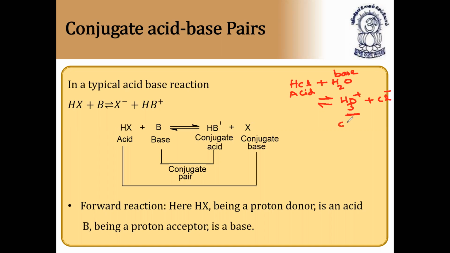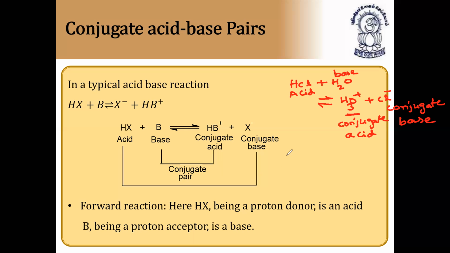When these two combine, it forms H3O plus. This is called the conjugate acid. What is the conjugate acid of water here? It is nothing but H3O plus. And what is the conjugate base of HCl? It is Cl minus. So this is called the conjugate base. Why is it called conjugate acid and conjugate base?